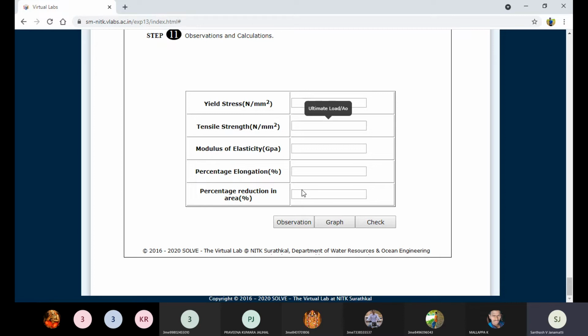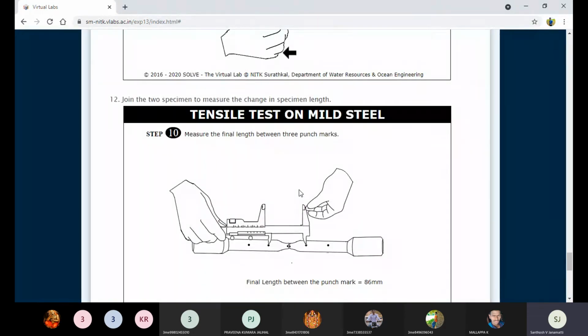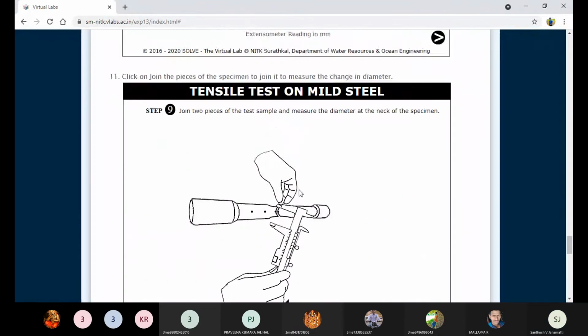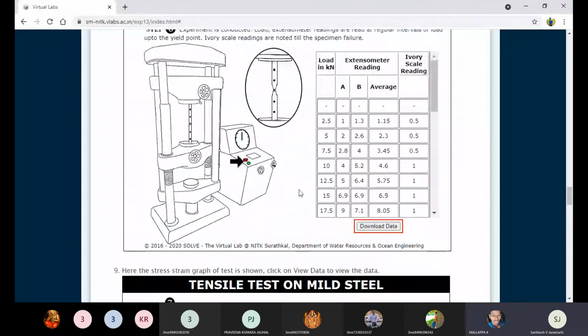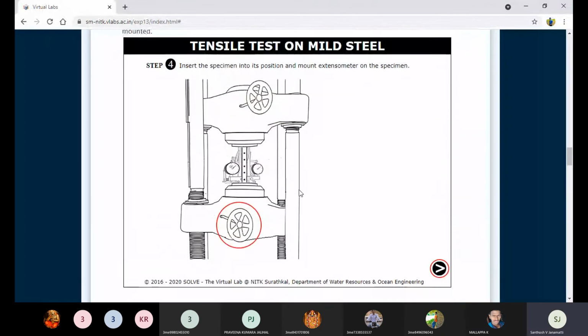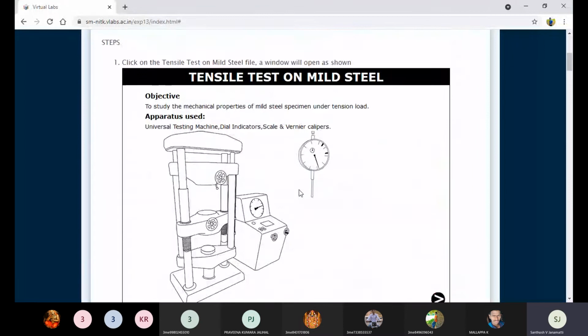Once you apply these values in the formula and simplify, you get the percentage reduction in cross-sectional area. Once you get all these values, the experiment is over. Hope you understand. Are you there? Am I clear? Yes, simple calculations. I have told you the formula, and we have also discussed the procedure.